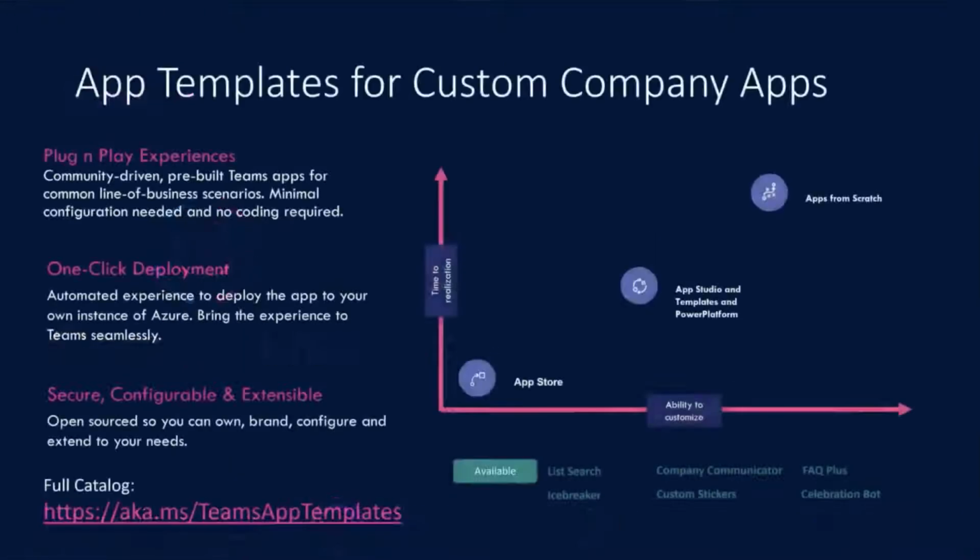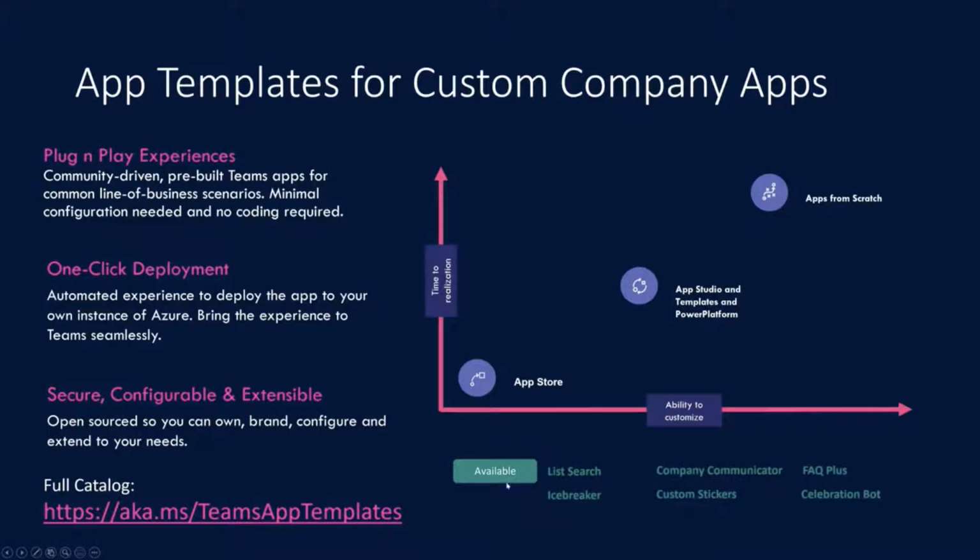App templates are plug and play experiences that are community driven and are available on GitHub. They allow you to bring extra functionalities to Microsoft Teams with minimal code requirements, and with a few clicks you can get them deployed inside your tenant. They are secure, configurable and extensible. You will have access to the entire source code, so you can adjust and adapt them to your own needs. And the full catalog of templates is available at this URL here.